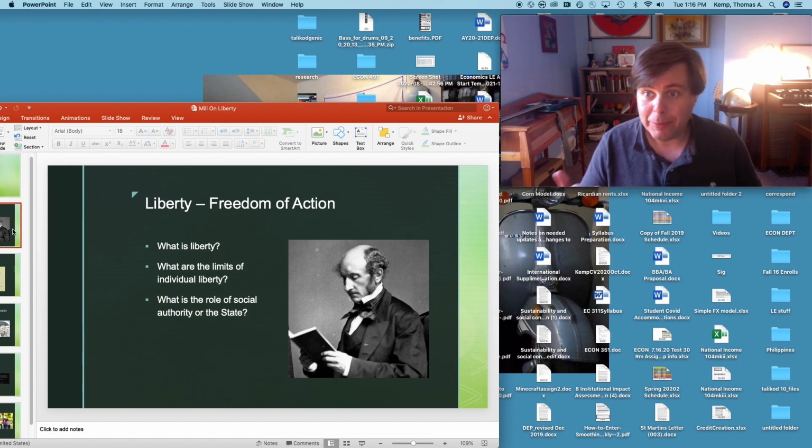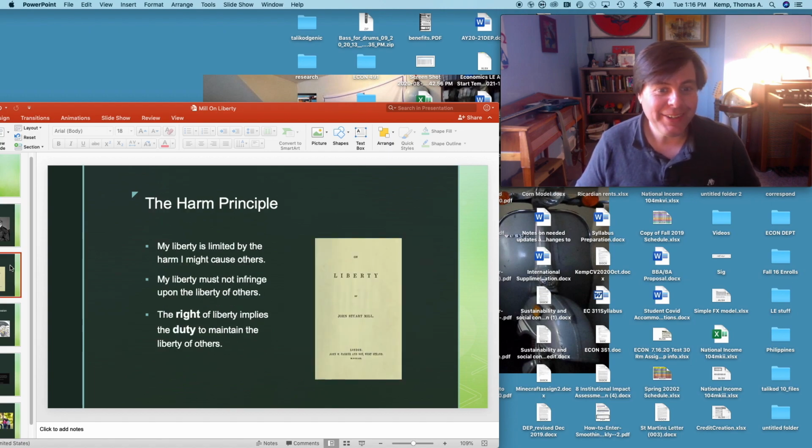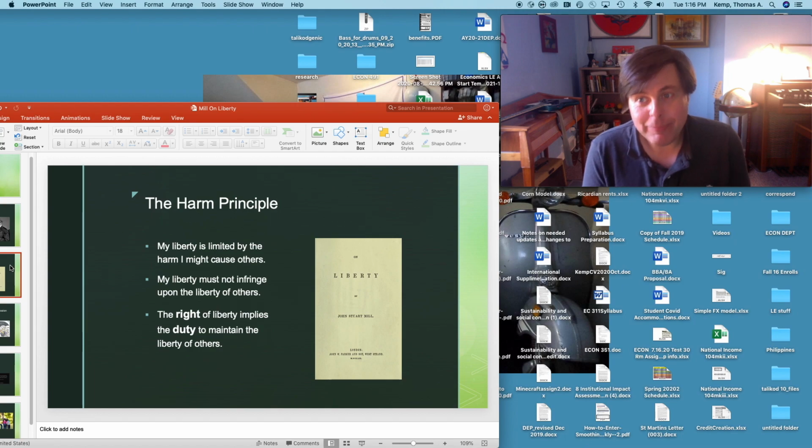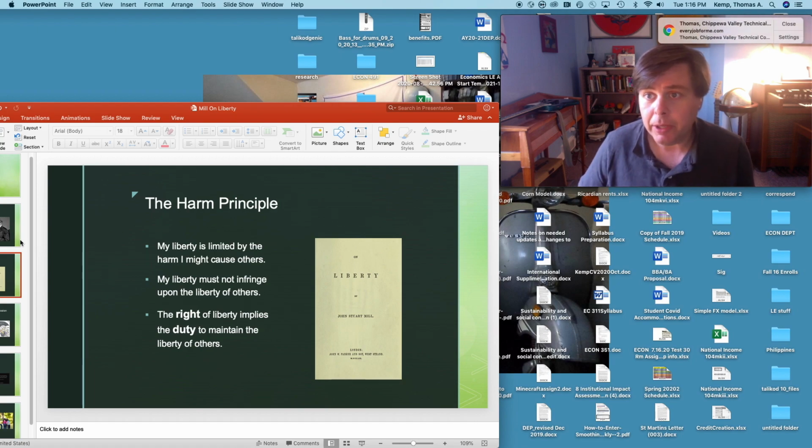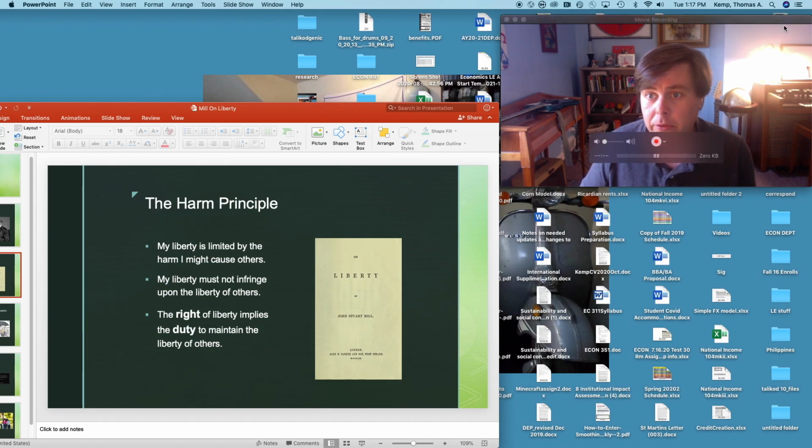Obviously, Mill has nothing to say about COVID-19 because he's dead. But Mill's principles associated with the limits of liberty are quite clear, and they are the foundations of what we refer to as the harm principle today. That is, the limitations of individual liberty are when I might cause harm to others. My liberty, in particular, must not infringe upon the liberty of others. And of course, their liberty as well must not infringe upon my liberties.